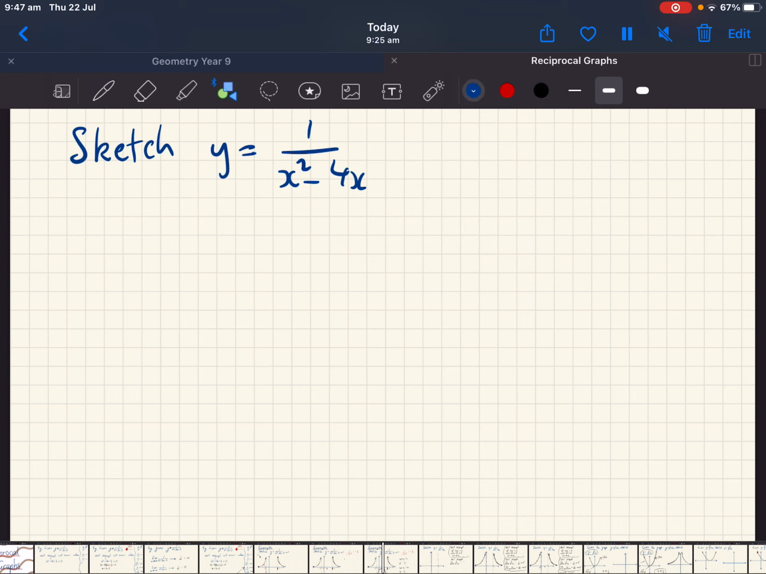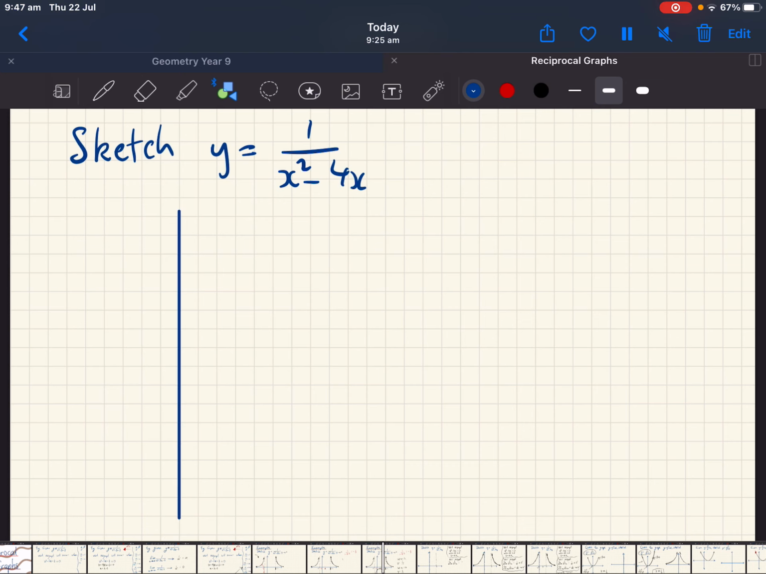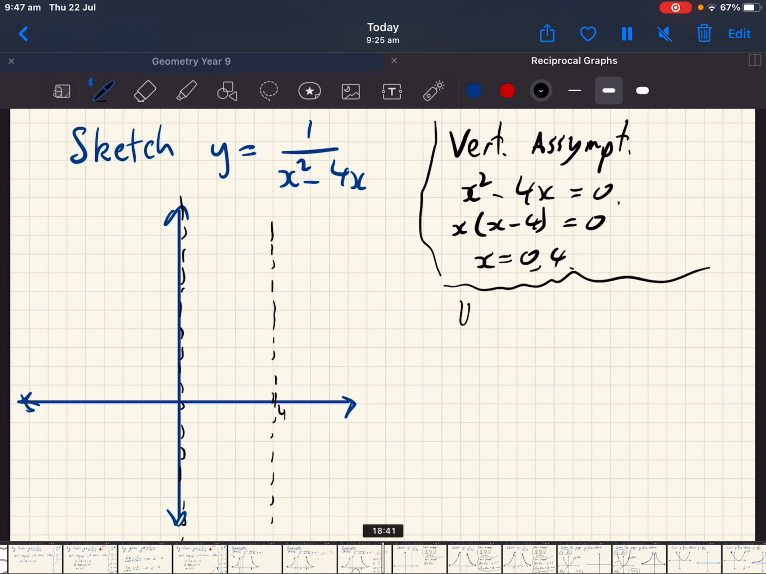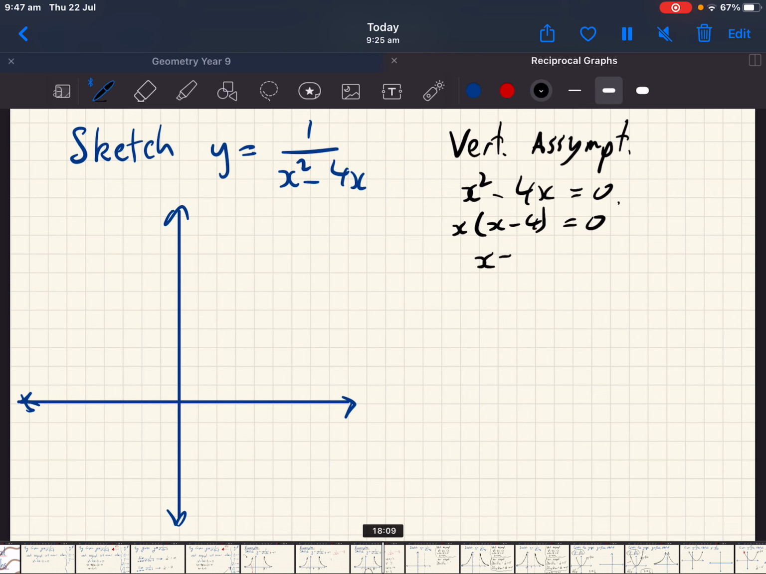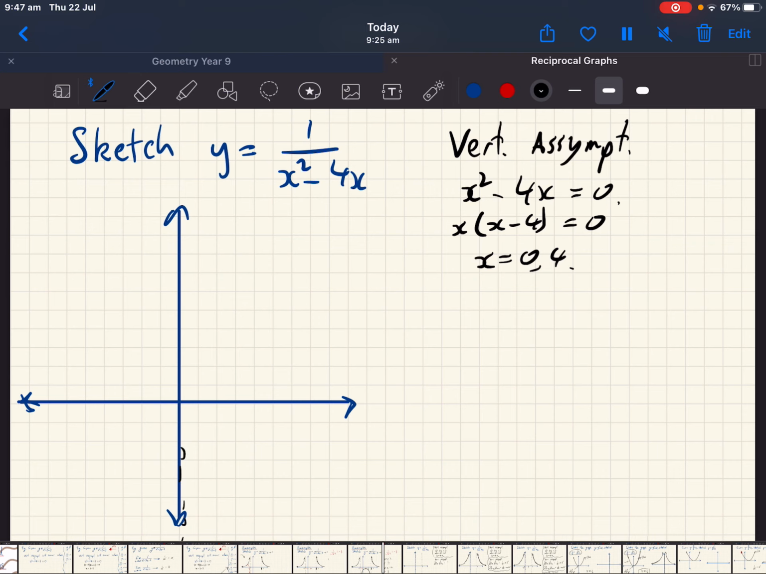Okay, so we're going to be sketching this one here. So yeah, we drew up the number plane. All right, so I started with the vertical asymptotes. There you've got x squared minus 4x. Let that whole thing equal 0. Solve to get your vertical asymptotes, which will occur at 0 and 4. So we have our vertical asymptotes in.